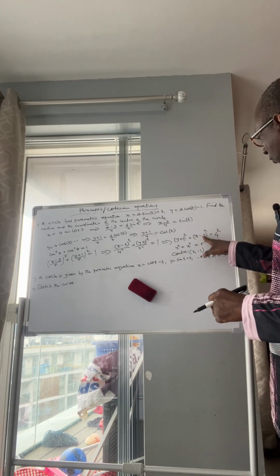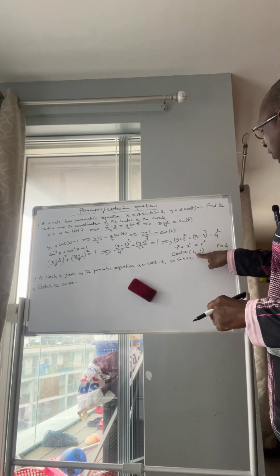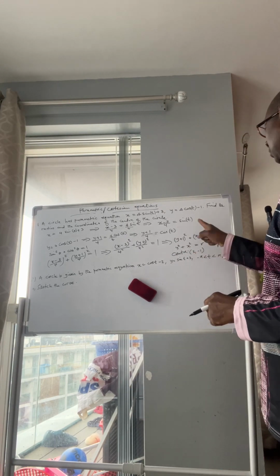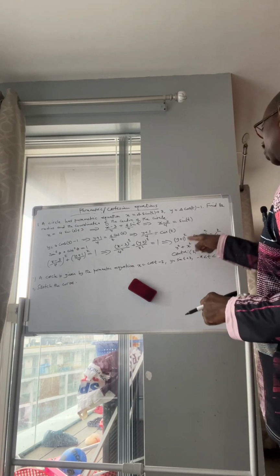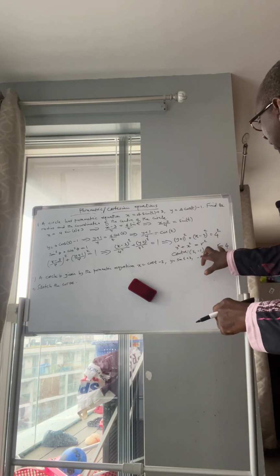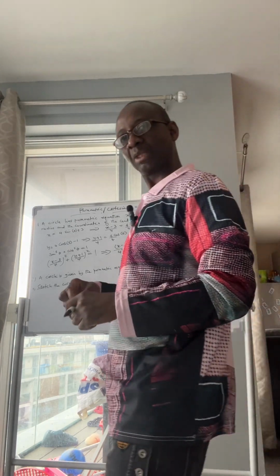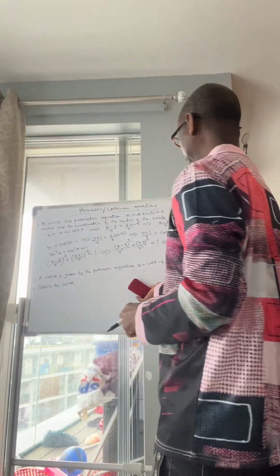When it's written in this form, you want to interpret it to this form. If it was given to you, you want to interpret it in this way. This 3 is going to be minus. This minus 1 is going to be plus. So this is the center of the circle, and this is the radius, 4. Now let's jump to the next question.